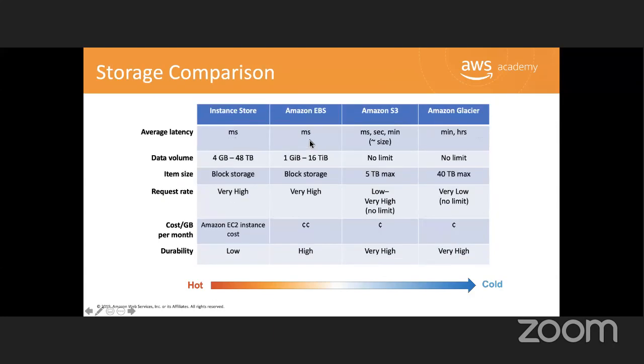So we also have EBS, which is in milliseconds. That's the time that it takes for customers to get the information that they're requesting. And then you have Amazon S3, which is milliseconds, seconds, or minutes, depending on the size of the file. And then we have Glacier, which can take minutes and hours. Remember that it has 3 different ways of retrieving data: expedited, standard, and bulk.